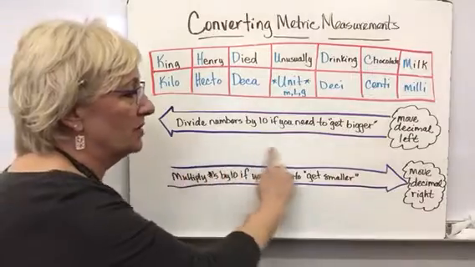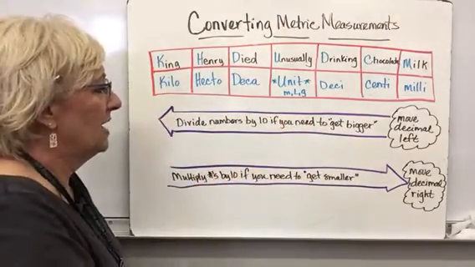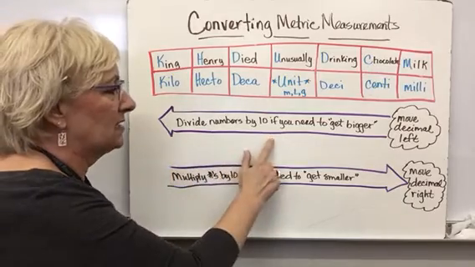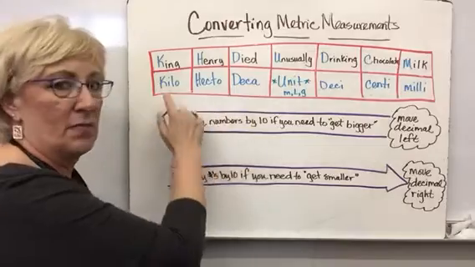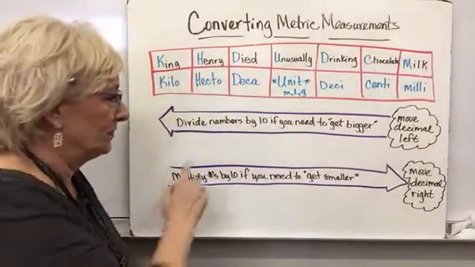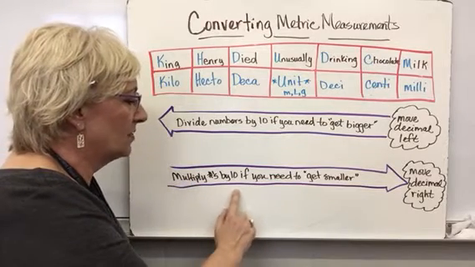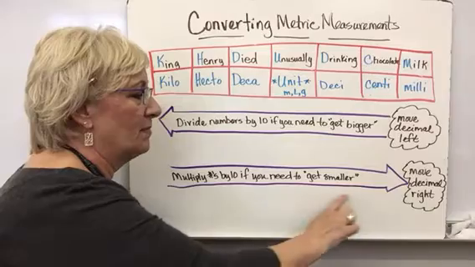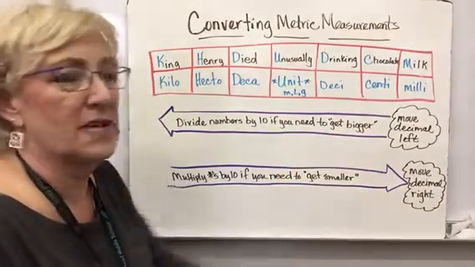If you notice on your piece of paper, it has a big arrow with a wide band in the middle. Anytime we're dividing numbers by 10, if you need to get a bigger number or go into a bigger place value, you're going to move your decimal to the left, just the way it goes. If you're multiplying numbers by 10, you will need to make it into a smaller unit of measurement. For meters, you're going to move your decimal to the right.